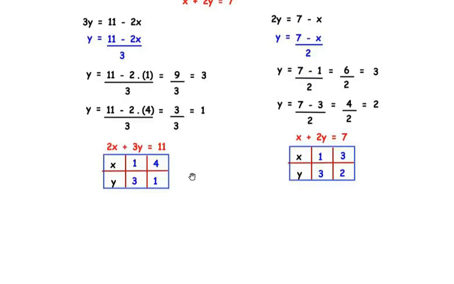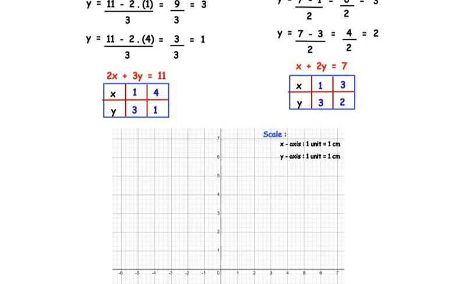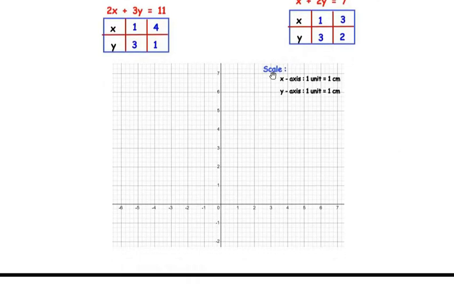Now let us plot these points on the graph. So this is the graph and here we have taken the scale, that is x-axis 1 unit is equal to 1 centimeter and y-axis is also 1 unit is equal to 1 centimeter. Now let us begin with the points for the first equation.